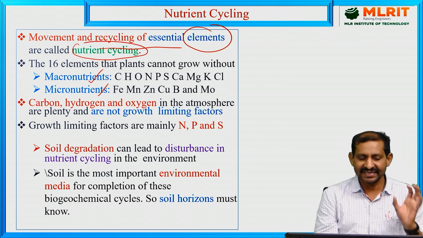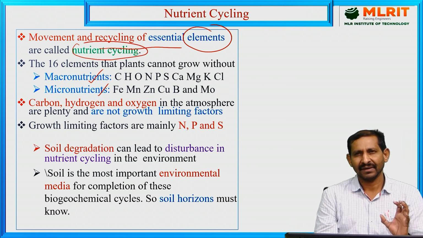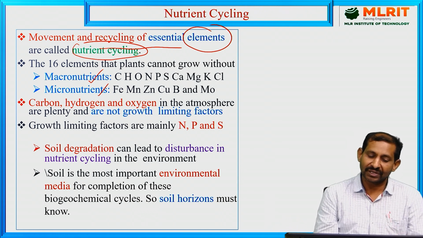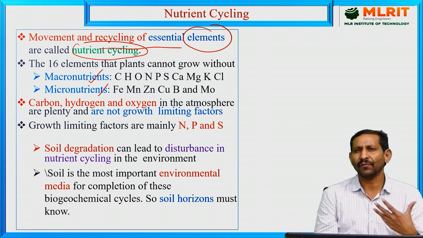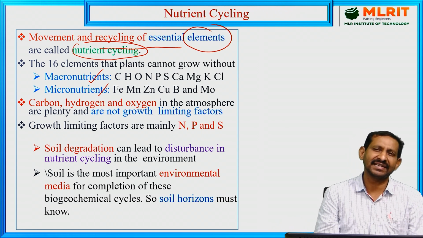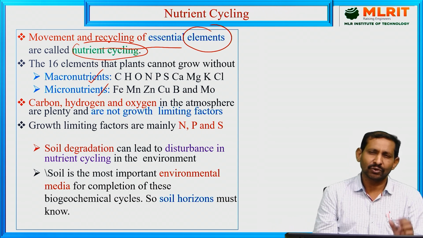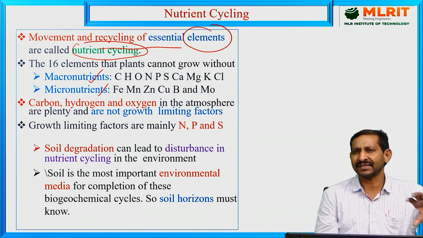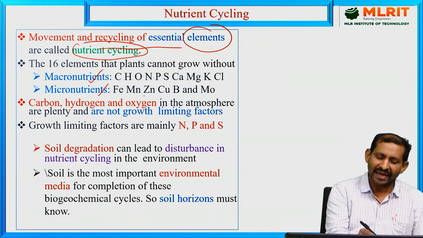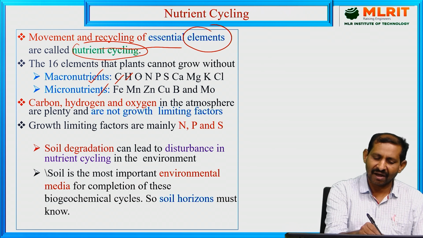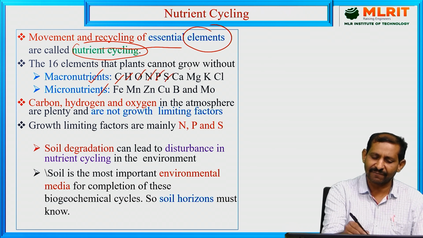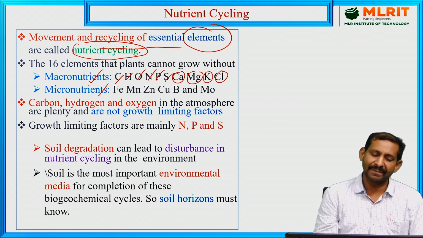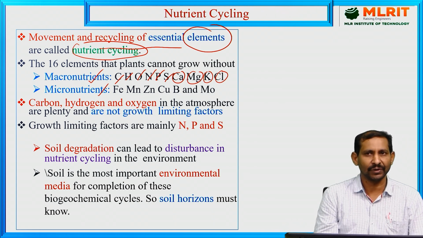Generally there are 16 essential elements, and plants cannot grow without these 16 essential elements. Those 16 elements are categorized in two ways: macro and micro. Macro means carbon, hydrogen, oxygen, nitrogen, phosphorus, sulfur, calcium, magnesium, potassium, chloride. These all come under the category of the macronutrients.